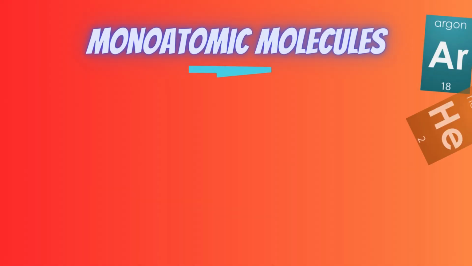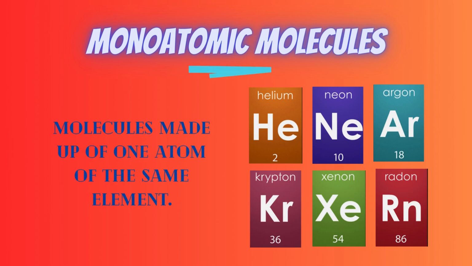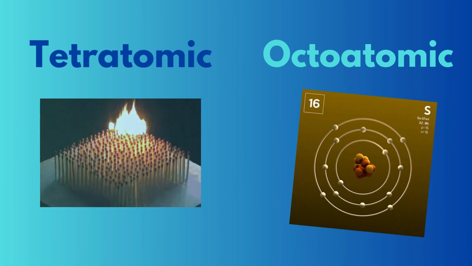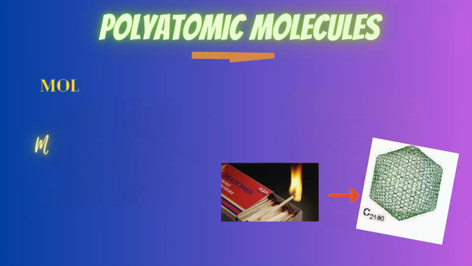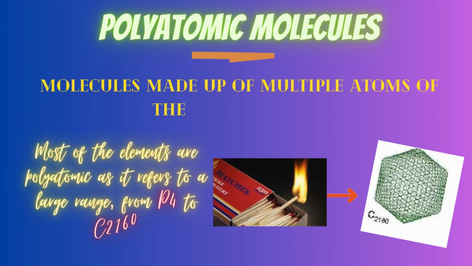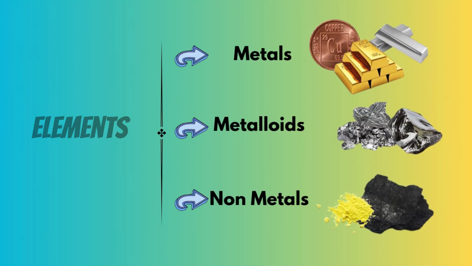Likewise, elements like neon, helium, and other noble gases, which form single atom molecules, are called monoatomic molecules. Similarly, S8 and P4 are called octoatomic and tetraatomic respectively. Together, the level from tetraatomic and the like is called polyatomic. Elements are further divided into metals, metalloids, and nonmetals.